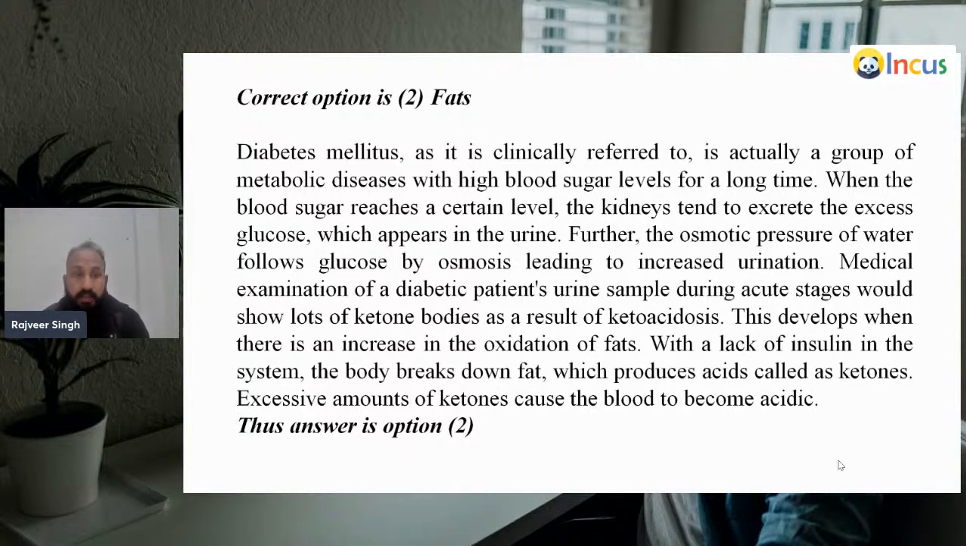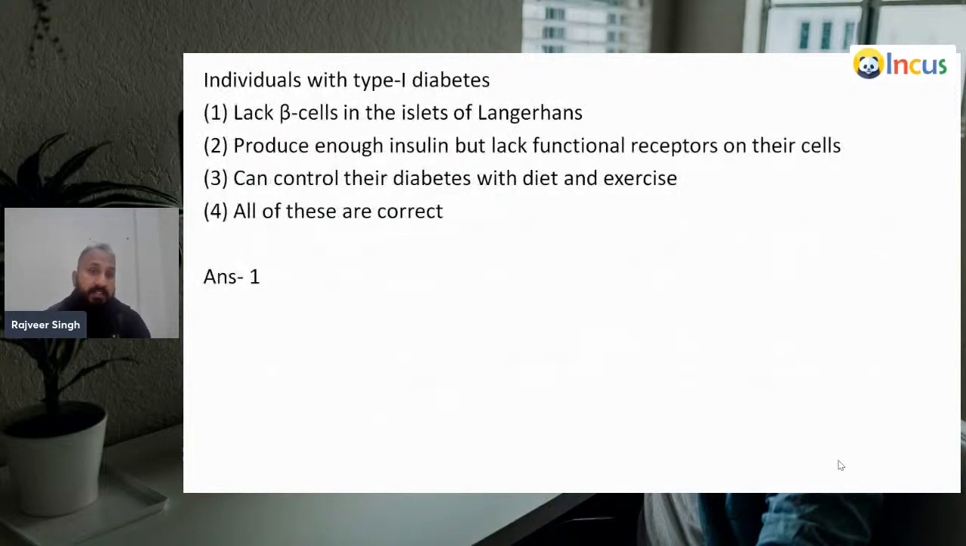This develops when there is an increase in the oxidation of fats. With a lack of insulin in the system, the body breaks down fat, which produces acids called ketones. An excessive amount of ketones causes the blood to become acidic. So fats is the right answer.